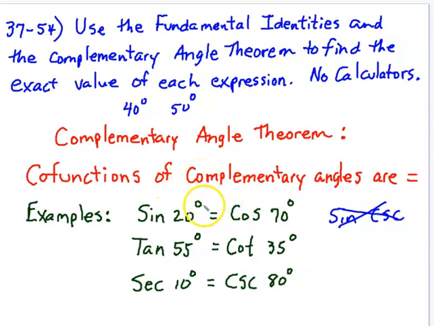Pretty logical. So in each one of these cases, these functions are equal to each other. They are co-functions, sine and cosine, and the angle measurements are complementary. So we can always state these as being equal to each other. Tangent and cotangent are co-functions. 55 and 35 are complementary, and so these two statements equal each other. Same thing for secant 10 and cosecant 80.